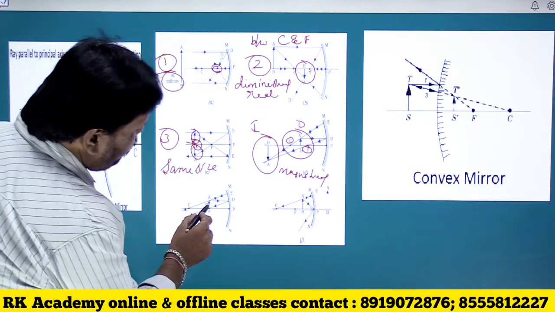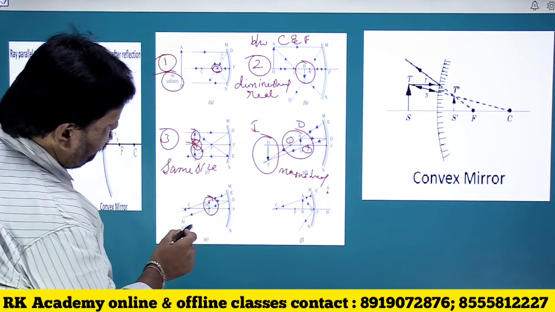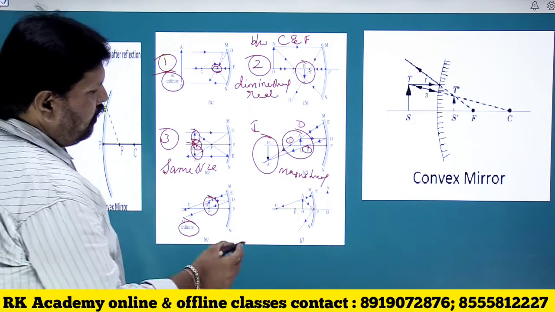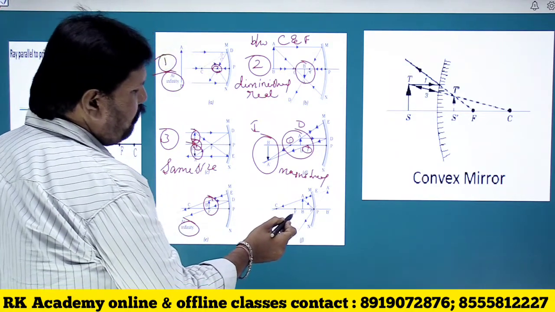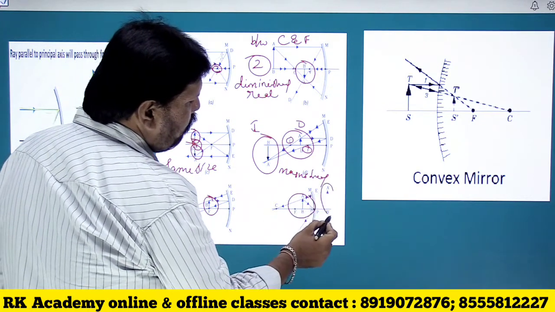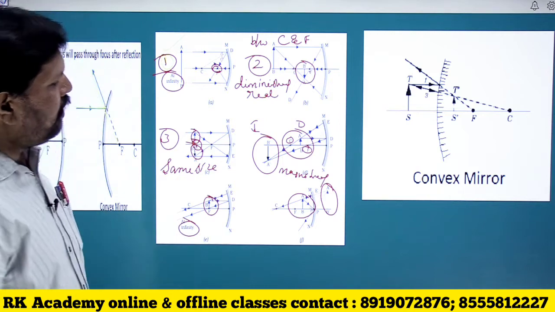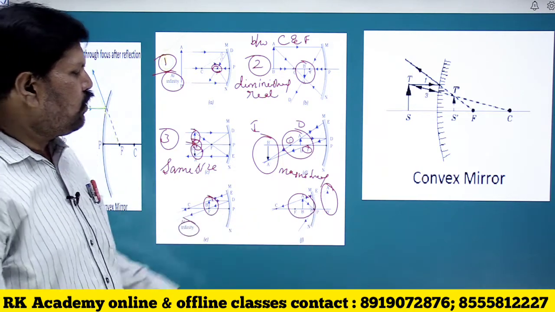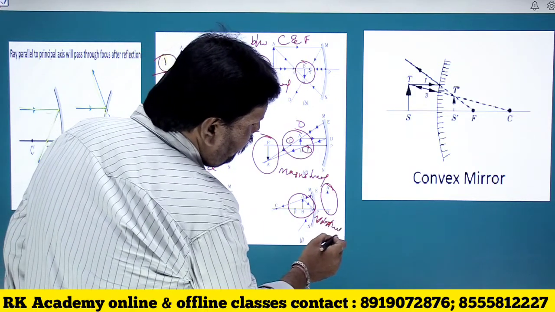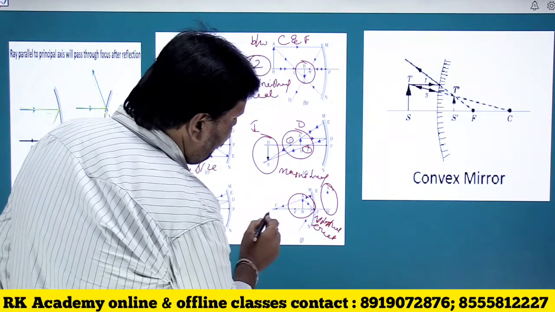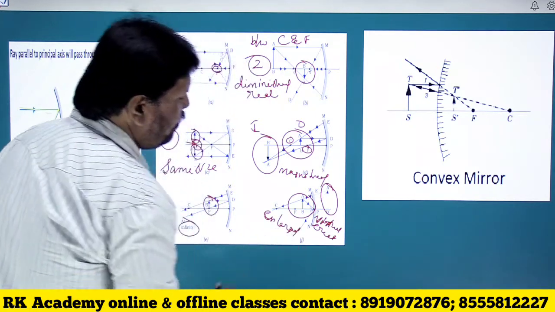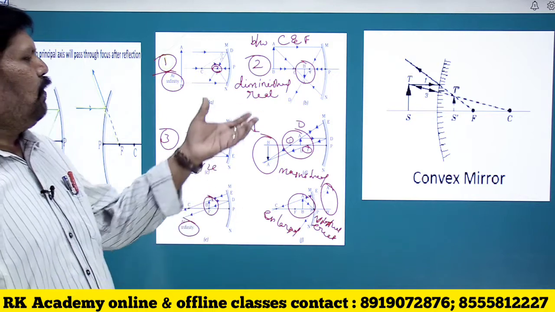Next one, if the object is kept at focus, the image will be at infinity. And if the object is kept in between focus and pole, the image will be formed on the other side of the mirror, and this is also virtual and erect. This is virtual and erect, and this is also an enlarged image, that is a magnified image. So this is the formation.